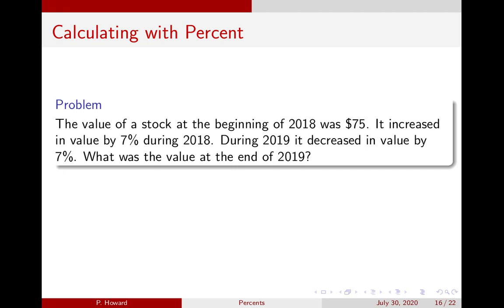Okay, another problem. The value of a stock at the beginning of 2018 was $75. It increased in value by 7% during 2018, and then during 2019 it decreased in value by 7%. So what was the value at the end of 2019?